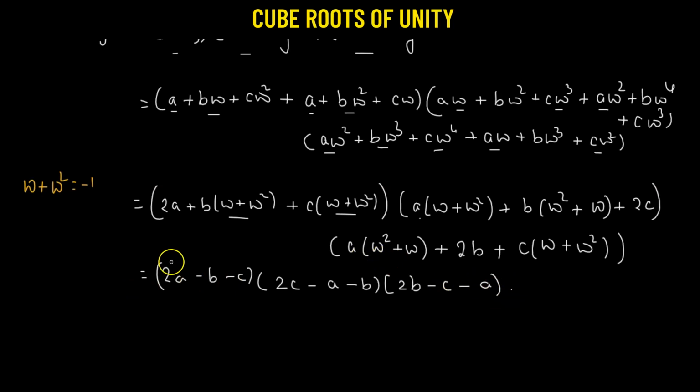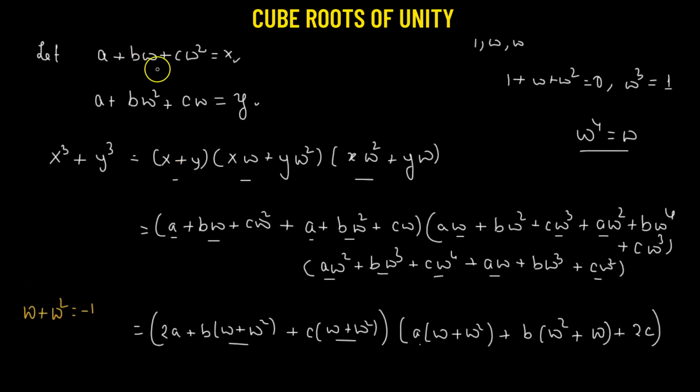So this is the value of x cubed plus y cubed, where we have assumed that x is equal to a plus b omega plus c omega squared, and y is a plus b omega squared plus c omega.